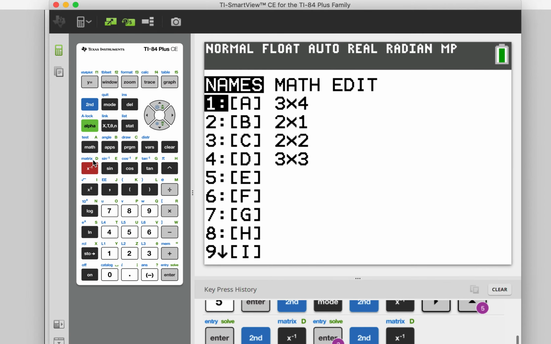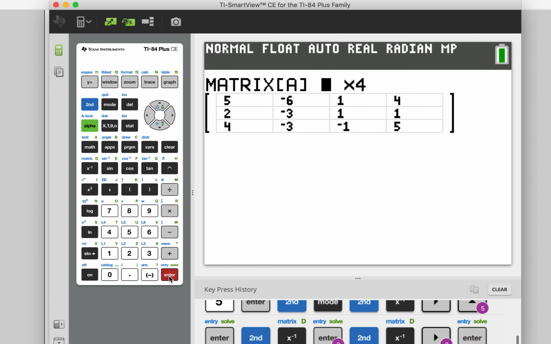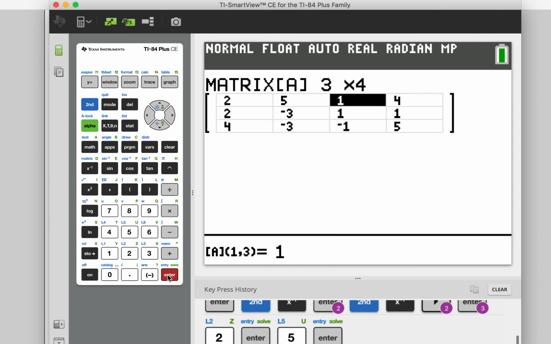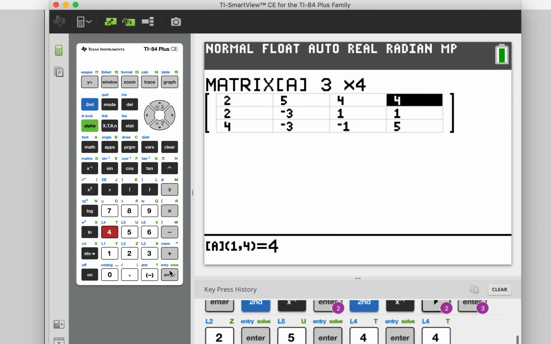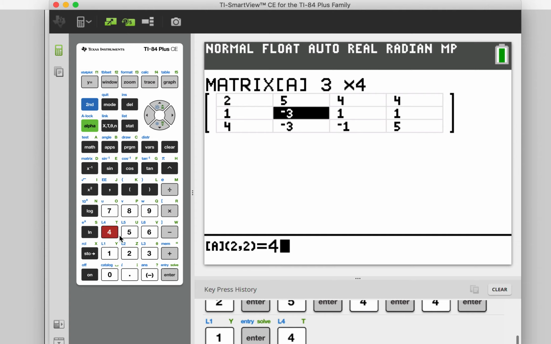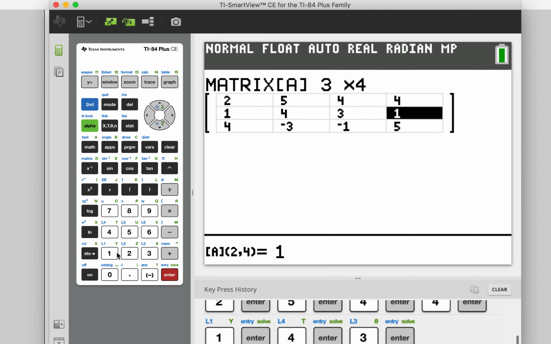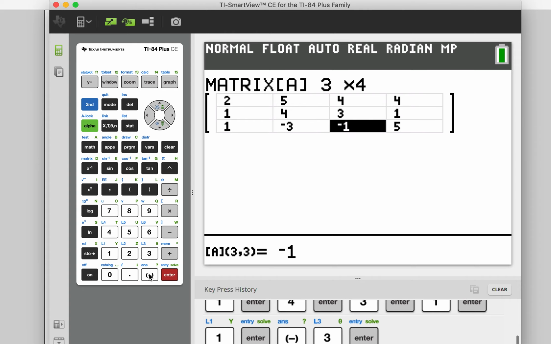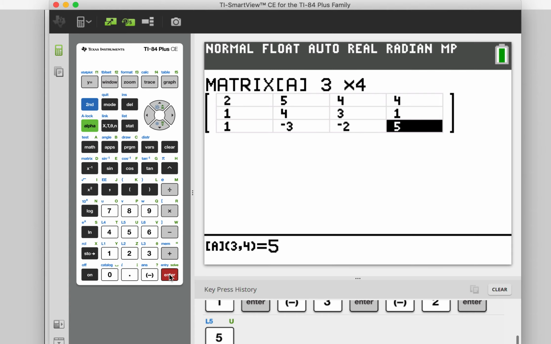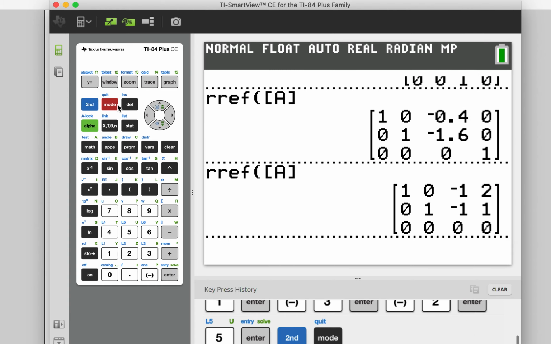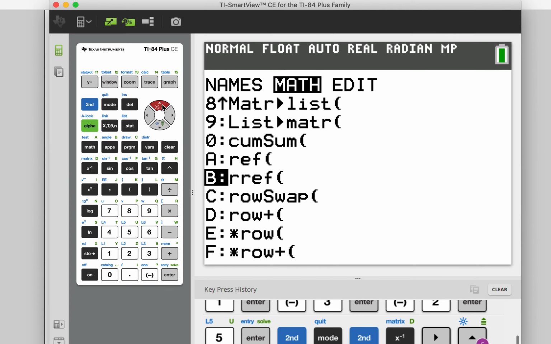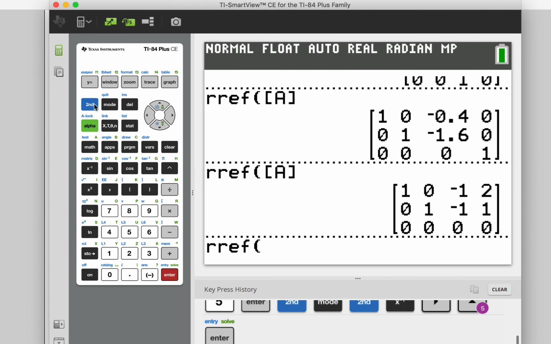So we're going second matrix, over to edit, still 3 by 4, and then I entered in. I got 2, 5, 4, and 4. Row 2, I have 1, 4, 3, 1, and row 3, 1, negative 3, negative 2, and lastly 5. And then we go second quit. We're doing RREF, reduced row echelon form, going over to math, all the way up. Grabbing matrix A. Hopefully you guys are getting the hang of the steps here.